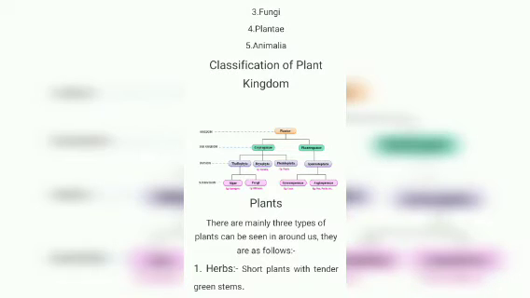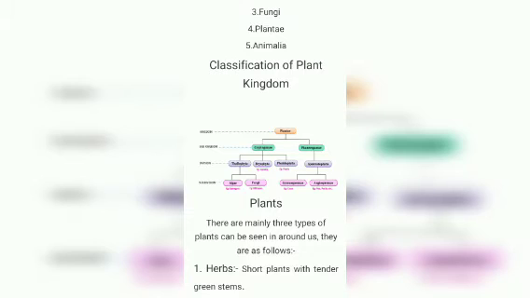Now let's talk about algae. That comes under the subdivision of Thallophyta. Algae covered under Thallophyta are the group of simple thalloid autotrophic non-vascular plants with no tissue differentiation. Algae may be unicellular or multicellular.